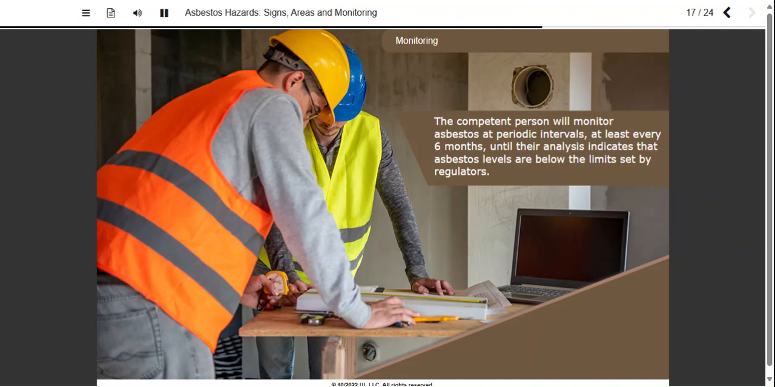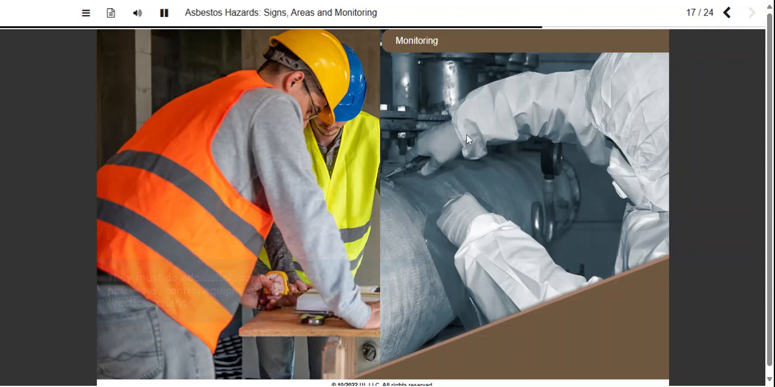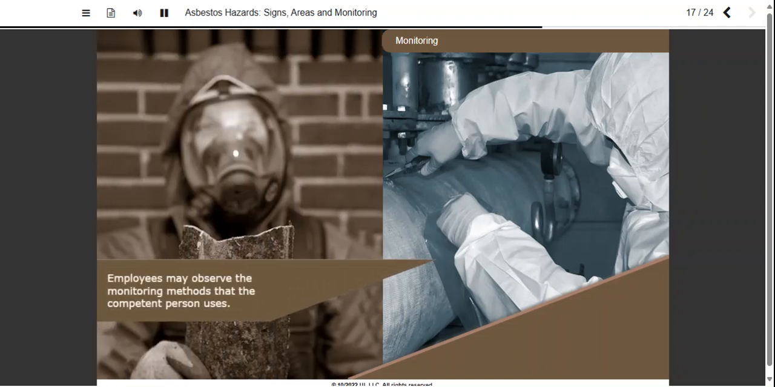The competent person will continue to monitor asbestos at periodic intervals, at least every 6 months. Once their analysis indicates that asbestos levels are below the limits set by regulators, they may stop monitoring for asbestos. They must do additional monitoring when processes, control equipment, or work practices change to make sure they don't impact the concentration of asbestos in the air. Employees and their designated representatives may observe the monitoring methods that the competent person uses.